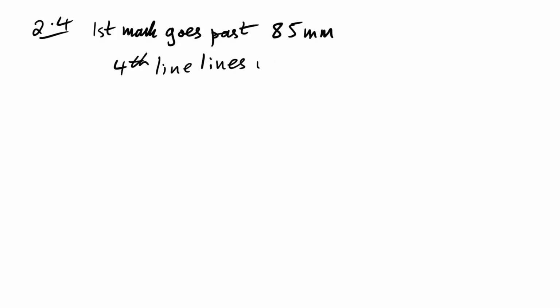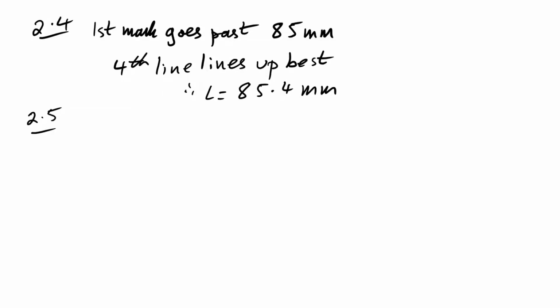2.4, we're now measuring the length of the pencil. So we're just being asked how long is it. So looking at the vernier scale, first mark on the vernier scale goes past, what does that go past? 8 and then 5, so that's 85 millimeters. So it's 85 point something. And then which line on the vernier scale lines up with it? I'm going to say the 4th line lines up best. Therefore, the length is 85.4 millimeters.